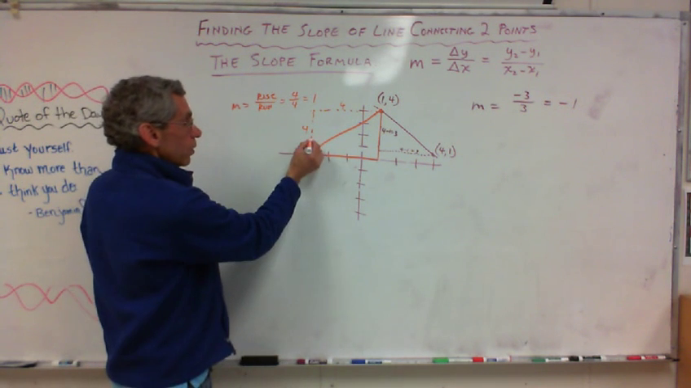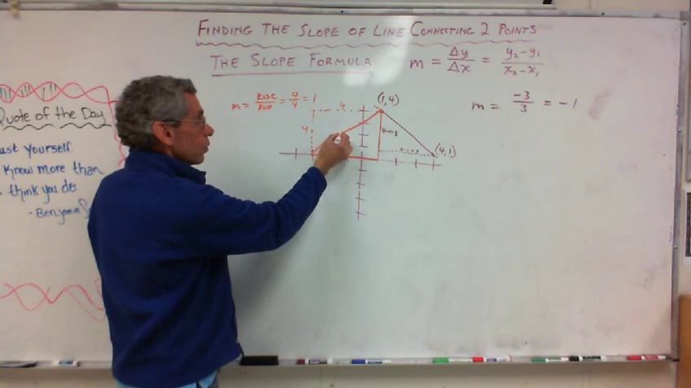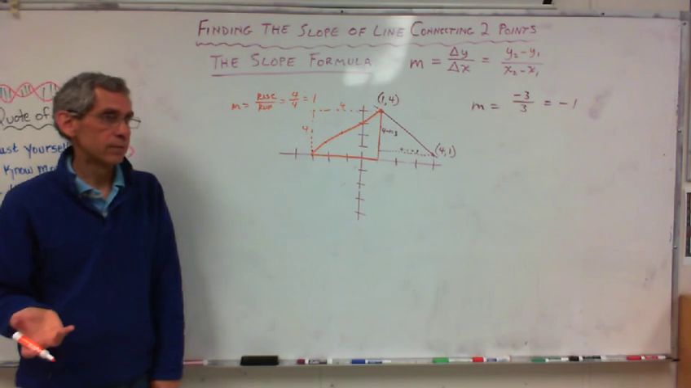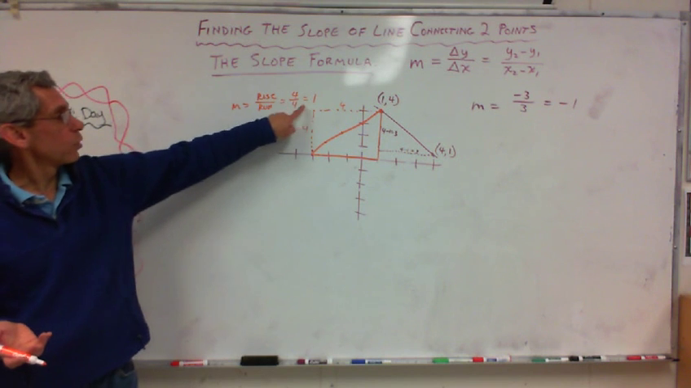I could rise 1, run 1, boom. Rise 1, run 1, boom. See what I mean? So you can always simplify a slope into 1.